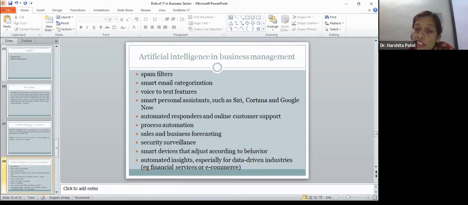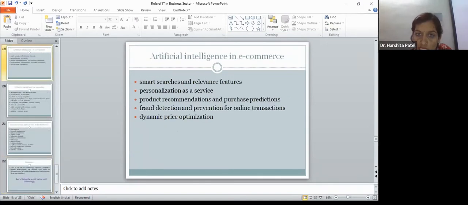Smart devices that adjust according to the behavior. Likewise, automated insights, especially for data-driven industries, finance services, and e-commerce. So this is how business management can be done using all these things. You can extend the services of AI in e-commerce.